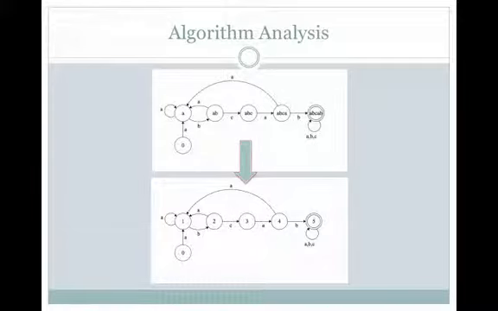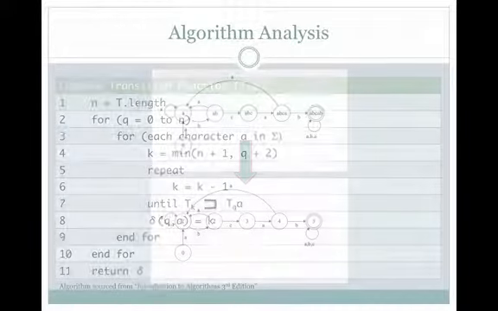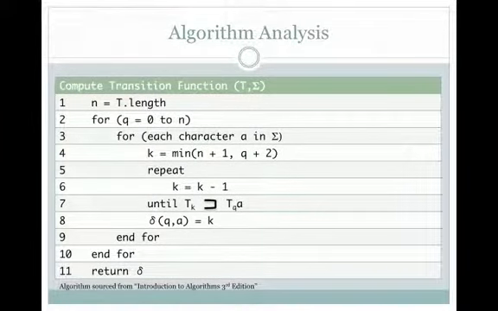Now let's look at how to create a state transition function. As you can see, we're passing in the pattern to be found, t, and the finite alphabet, sigma. We're looping through two for loops. The first is looping through every state, and the second is looping through every letter in the alphabet. Now this part initially looks confusing, so we'll analyse it sequentially. First, we are setting k to the minimum of n plus 1, which is the length of the text, or q plus 2, the numerical value of the state.